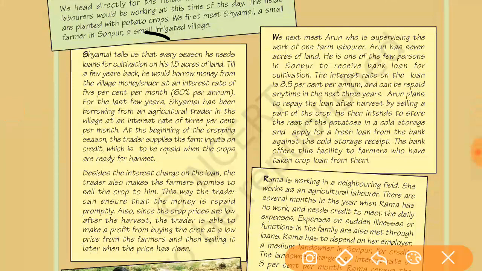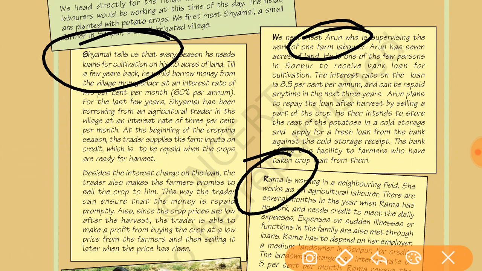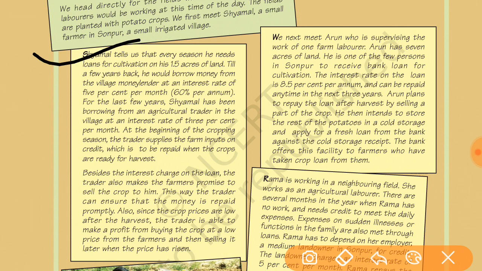See, here one is Semlal, then Orun, then Rama. These three persons are taking loans from different sources. From where are they taking loans, let's see. Semlal is taking a loan the first time from the village Mahajan or village moneylender, at what rate of interest? At 5% per annum.